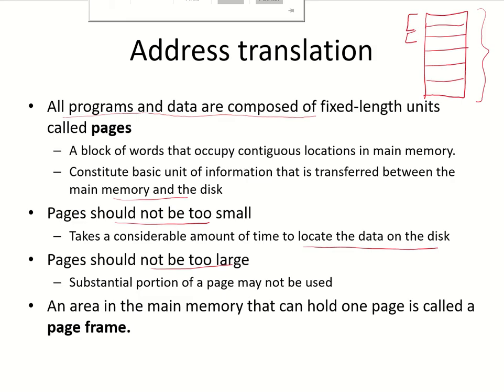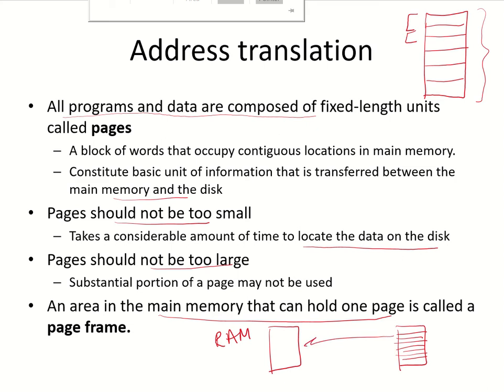Now the area in the main memory where the page is brought and which can hold one page is called a page frame. So if this is the virtual address space which is consisting of pages, each page can be brought into the RAM and it is kept in a page frame. So the main memory is also divided into blocks of these equal sizes of pages, and these are called page frames. So each page of the logical space is kept in a page frame of the physical space.